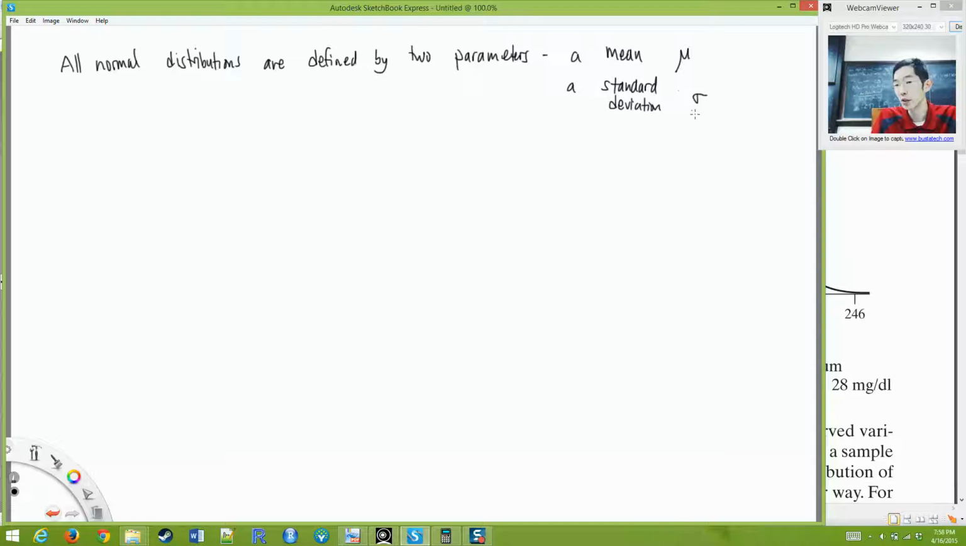We're using the Greek letters here, not Y bar and not S, because here we are talking about the theoretical distribution. We use S for a standard deviation and Y bar for the mean when we're talking about summary statistics for a sample of data. Okay? But here we're talking about a theoretical distribution, so we use the Greek letters.